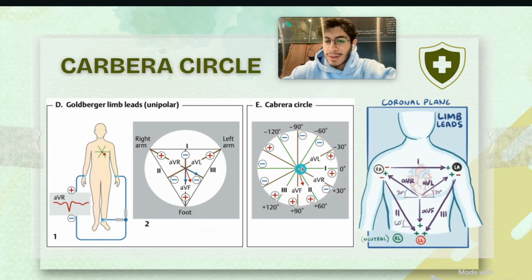Let's talk about AVL first. AVL is from the center to the left side, so it's going to be pointing at negative 30. AVF is from the center to the foot, so down. AVR is the only one that points away from everything. AVR is from the center to the right side.